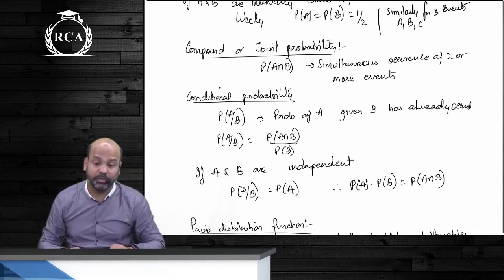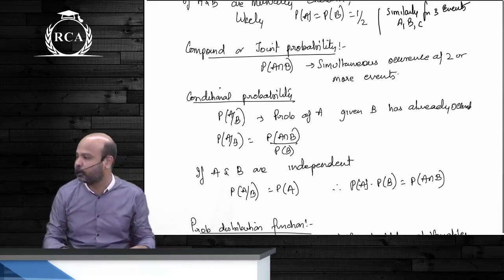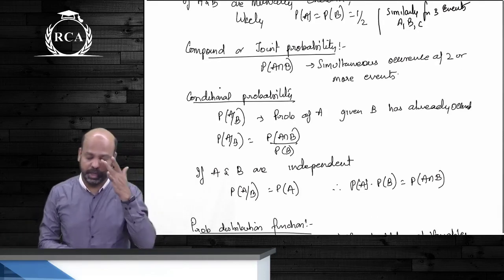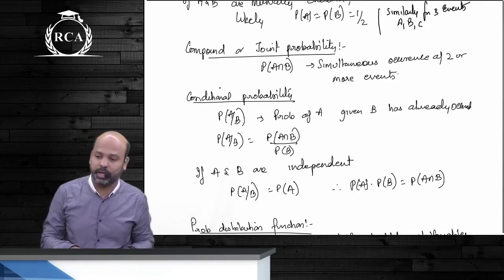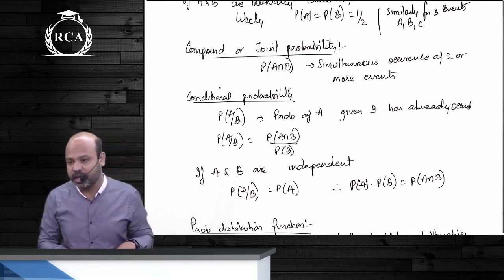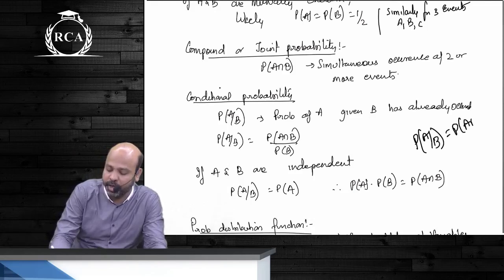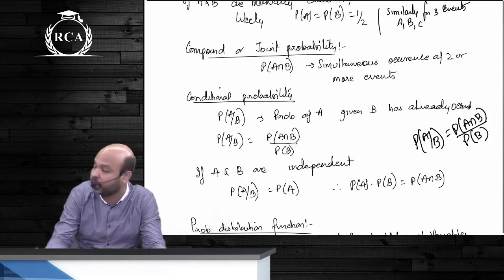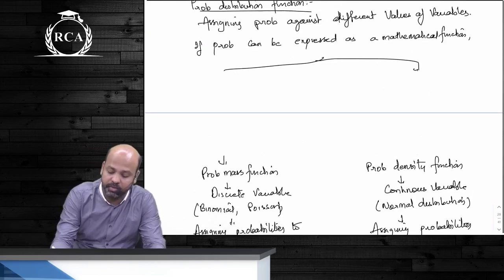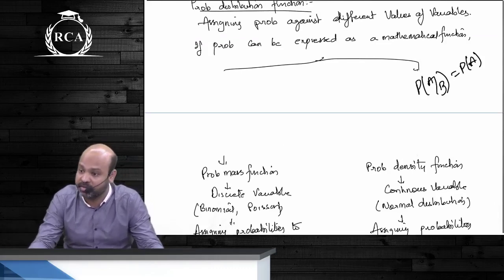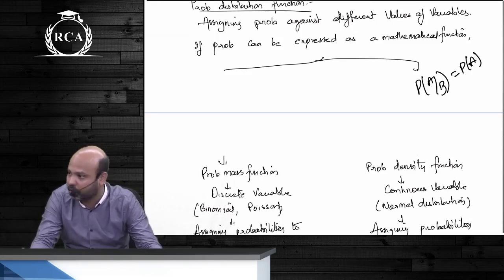We moved on to the concept of compound or joint probability after this. Compound probability is nothing but the probability of two or more events occurring simultaneously. Conditional probability is the probability of occurrence of one event given that another event has already occurred. If they ask me to compute P of A given B, you're supposed to write P of A intersection B divided by P of B. Now, P of A given B will be equal to P of A if the events are independent. If A and B are not related to each other, it doesn't matter whether B has occurred or not. Probability of A will not change by the fact that B has occurred or not. Are we clear about this?